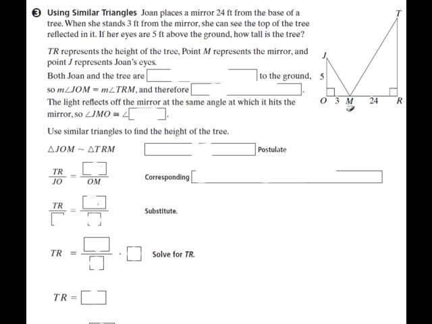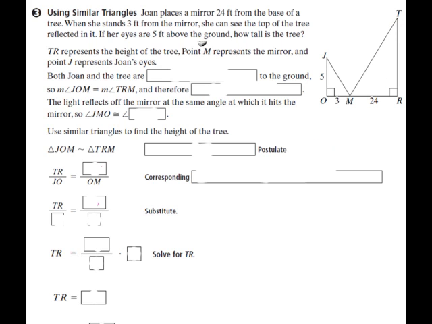It says when she stands 3 feet from the mirror, she can see the top of the tree reflected in it. So here's the mirror, she's 3 feet away, and as she looks down at the mirror and the image bounces back up, the reflection, she can see the top of the tree.